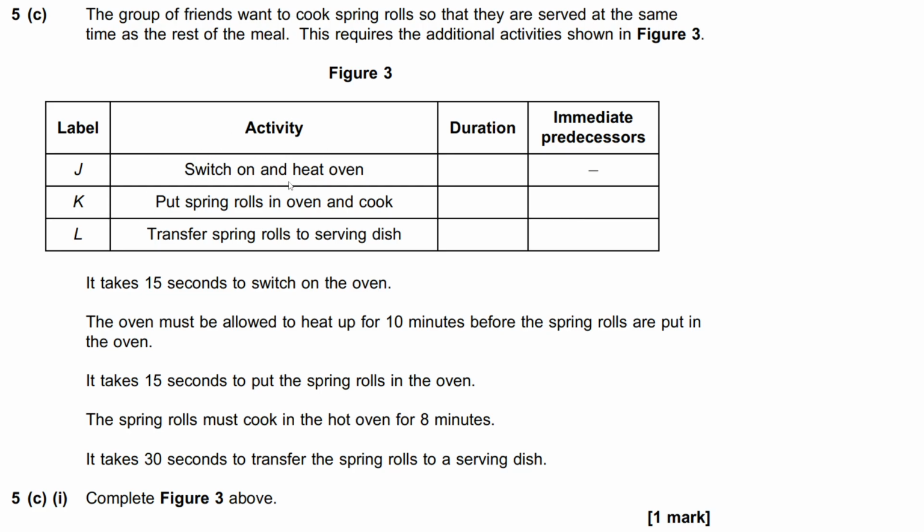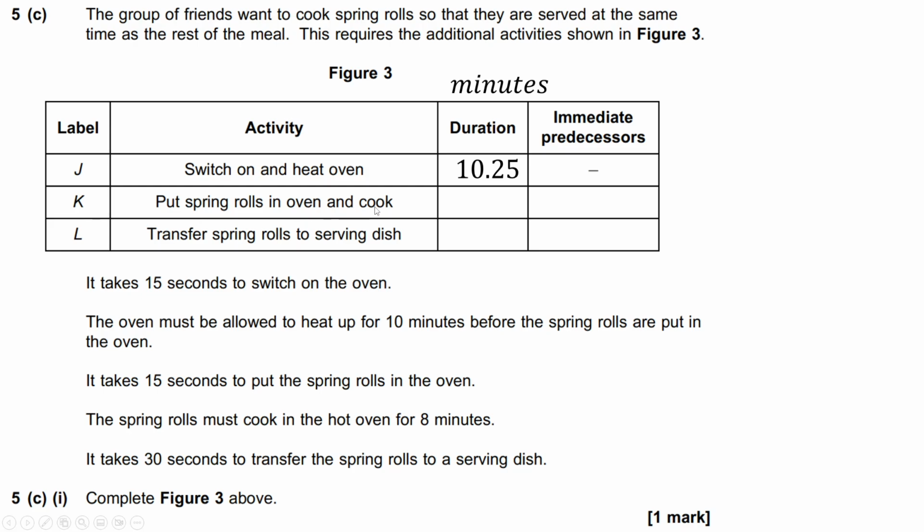So when we're switching on and heating the oven, well, switching on the oven just takes 15 seconds, so that's fine. We also need to heat it. It takes 10 minutes, so that's 10 minutes plus 15 seconds. So in minutes, that's 10.25 minutes.